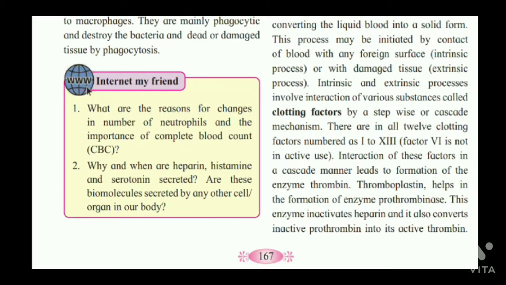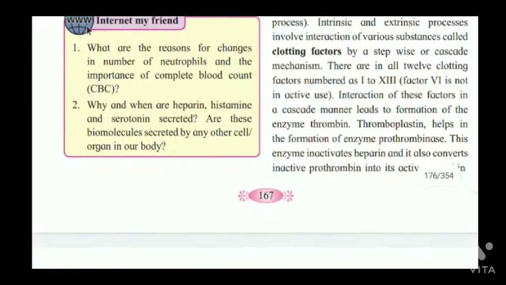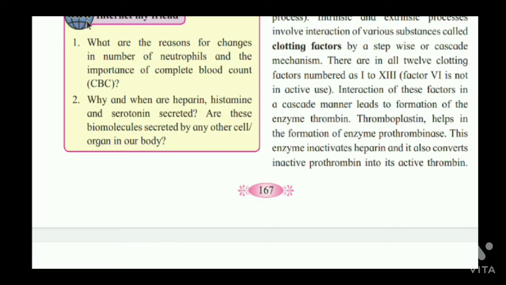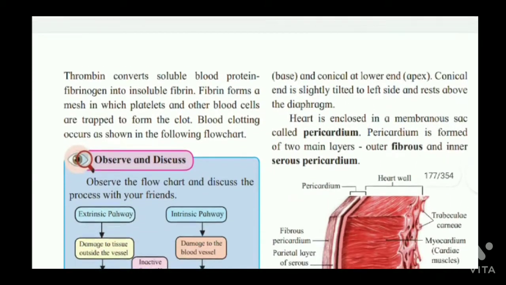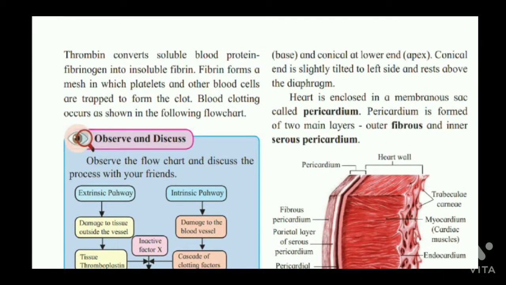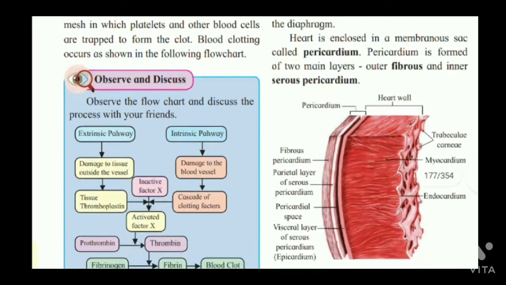Interaction of these factors in a cascade manner leads to formation of the enzyme thrombin. Thromboplastin helps in the formation of the enzyme prothrombinase. This enzyme inactivates heparin and it also converts inactive prothrombin into its active form, thrombin. Thrombin converts soluble blood protein fibrinogen into insoluble fibrin. Fibrin forms a mesh in which platelets and other blood cells are trapped to form the clot. Blood clotting occurs as shown in the diagram.